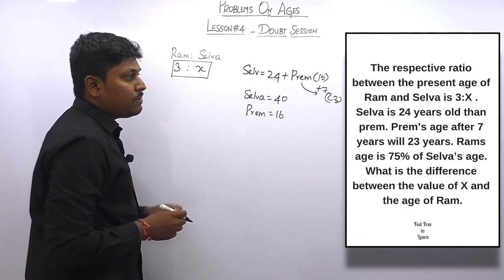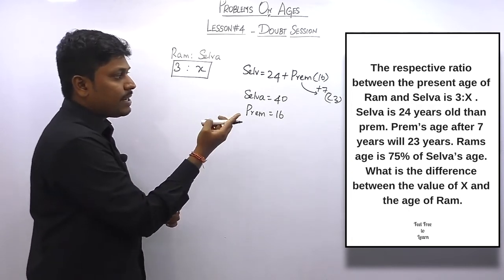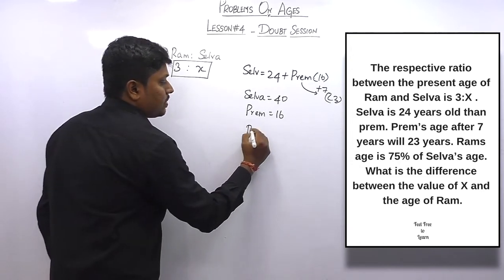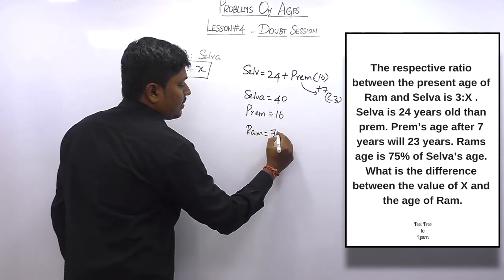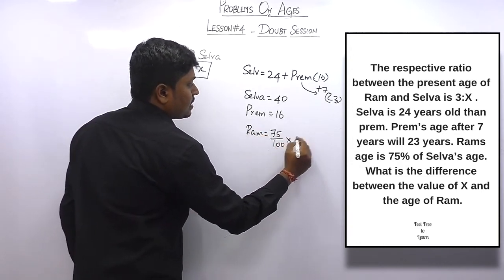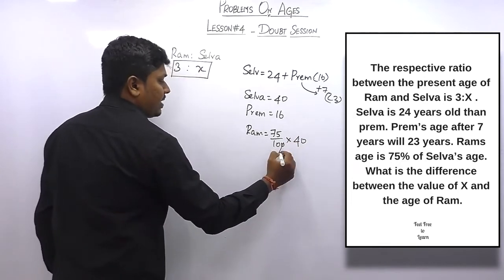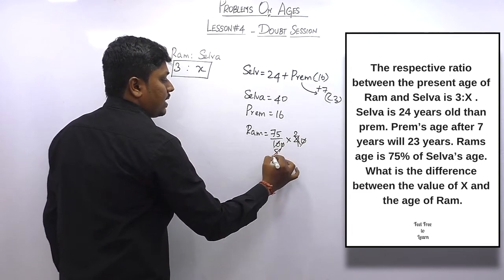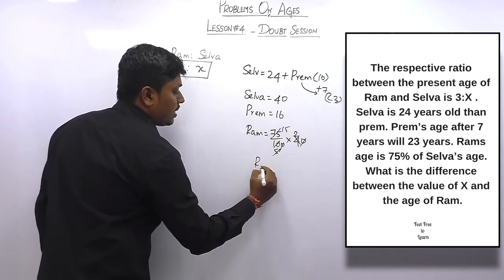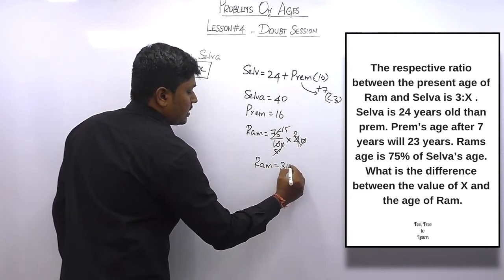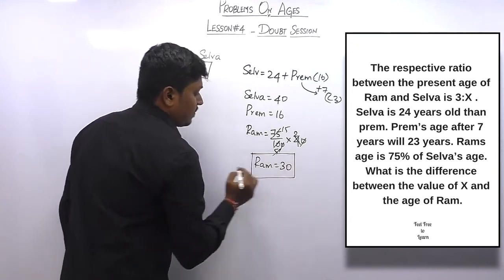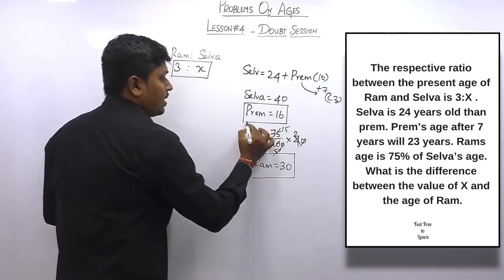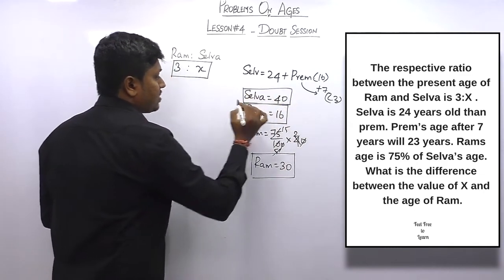So Ram's age will be 75%. Next point, listen, next point, Ram's age is 75% of Selva's age. So Ram is equal to 75% of Selva's age, that is 40. So we can cancel 0 and 0. Similarly, we can cancel 2 times, 5 times, 15 times. Ram's age will be 30. So finally we got the answer, that is Ram's age is 30, Prem's age is 16, Selva's age is 40.